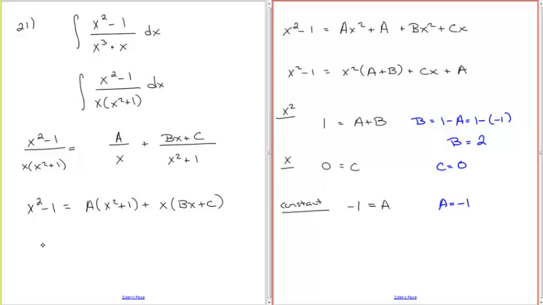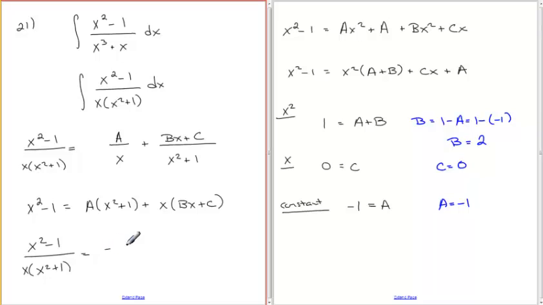So let's write that down here. So what we can say is x squared minus 1 divided by x times x squared plus 1 is equal to negative 1 over x plus 2x divided by x squared plus 1. There's no c because c was equal to 0. So now this is what we integrate, is this thing.